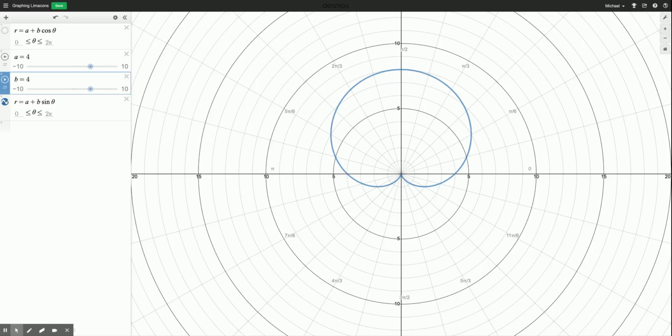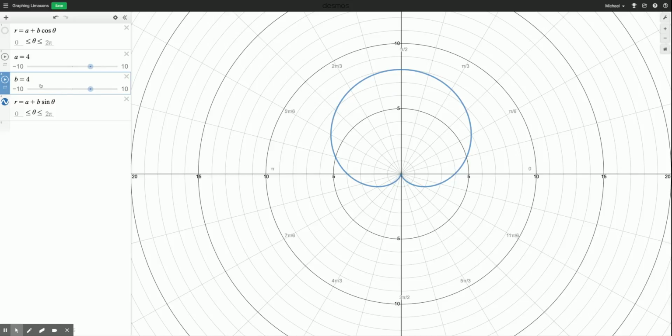Now, what changes with my cardioid when I make it a sine curve? Notice now you have the exact same graph, but you have symmetry with respect to the y-axis. You actually say you have symmetry with respect to the line theta equals pi over 2. We'll cover that in our next video as well.